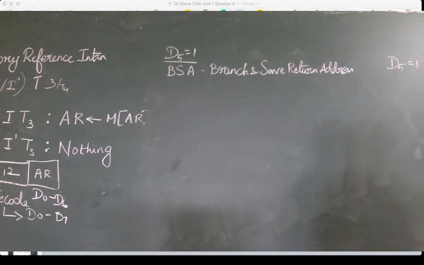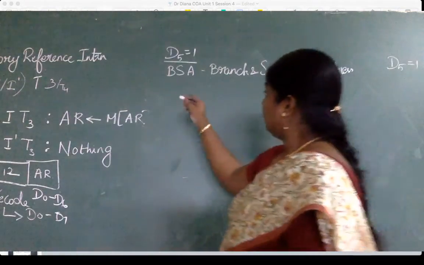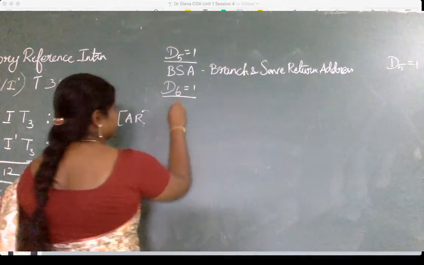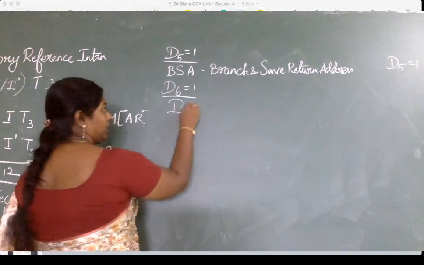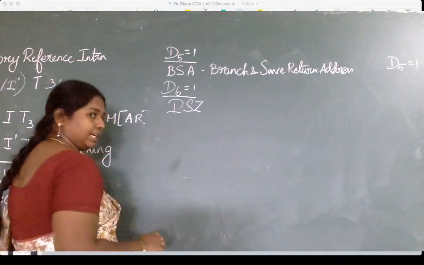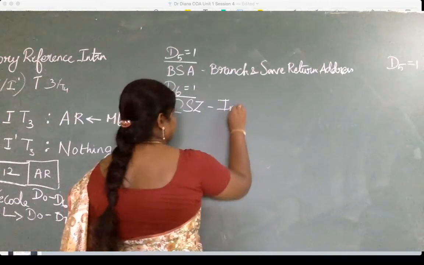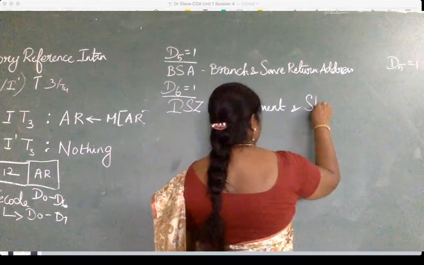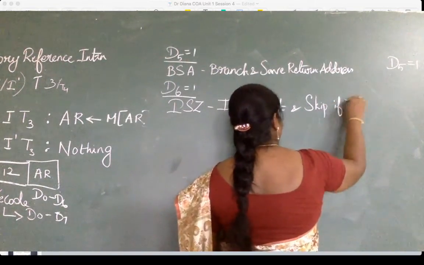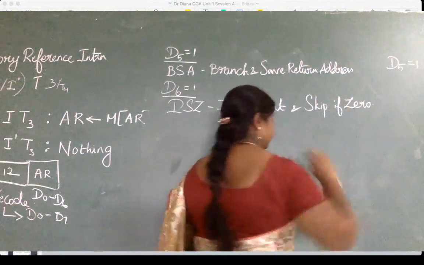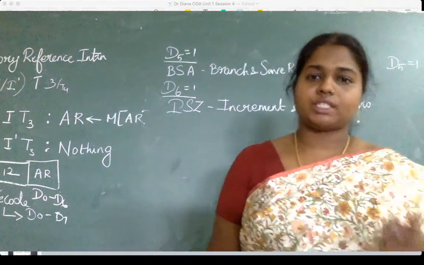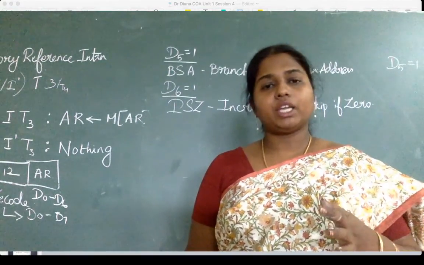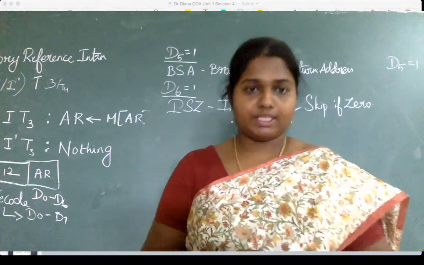And D6 equal to 1 indicates an instruction called ISZ, which is increment and skip if 0. These are the other two instructions under the memory reference category. We will be looking into these two instructions in the next session.